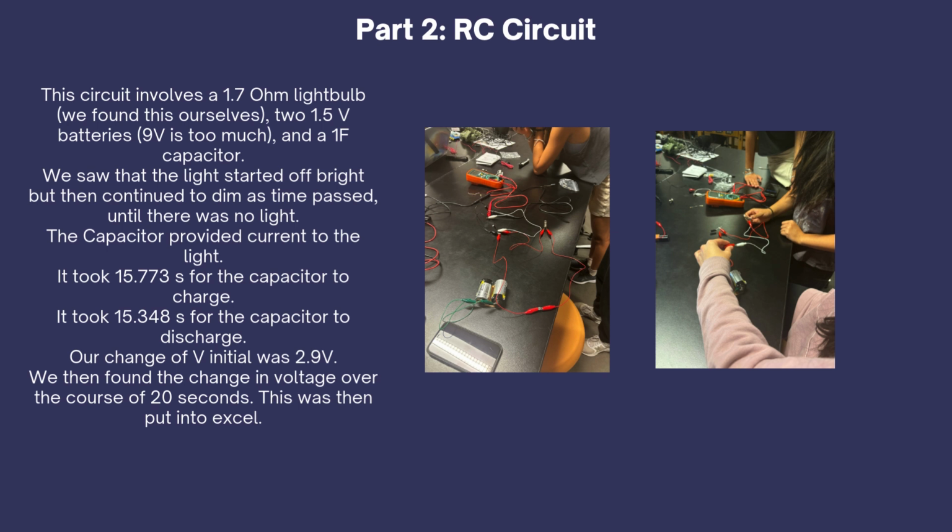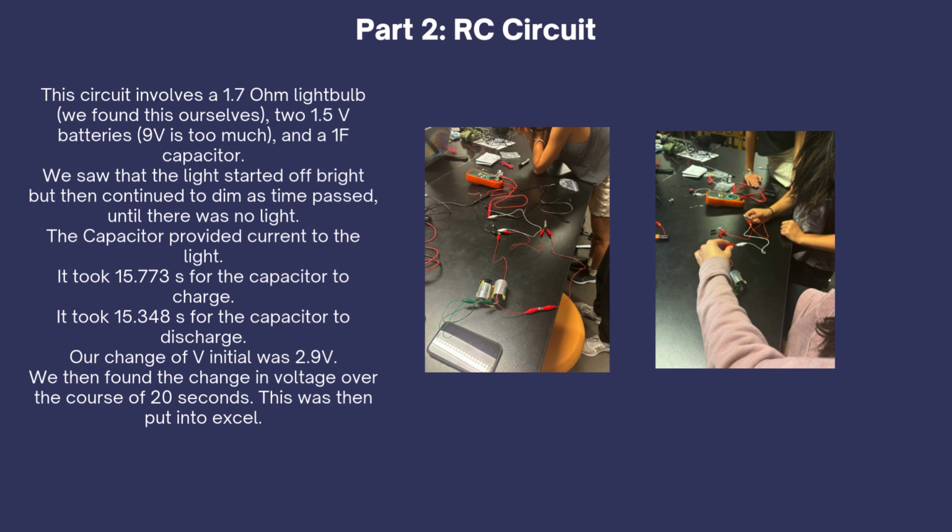So now we have part 2, which is the RC circuit. The circuit involves a 1.7 ohm light bulb. We found this value ourselves. It also has two 1.5 volt batteries, because the 9 volt one that the lab wanted us to use for the simulation was far too much to do in person, and a 1 F capacitor. We saw that the light started off bright but then continued to dim as time passed until there was no light at all.